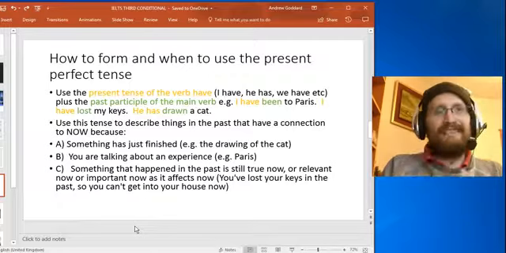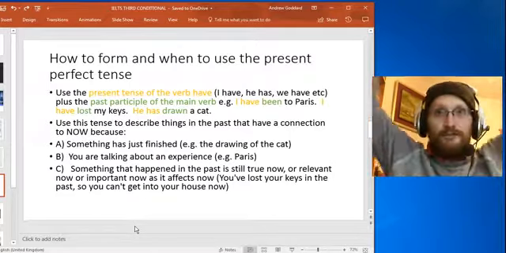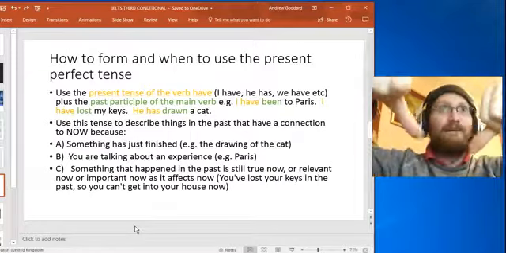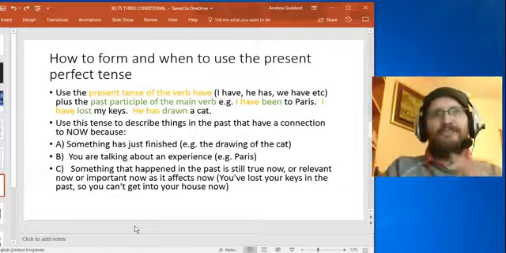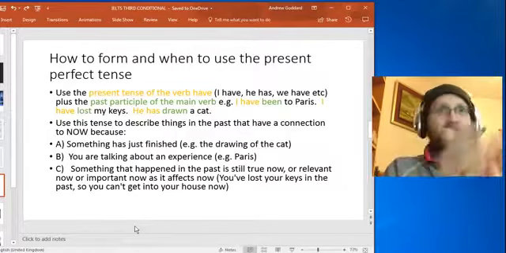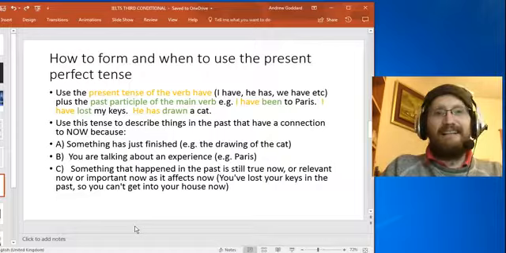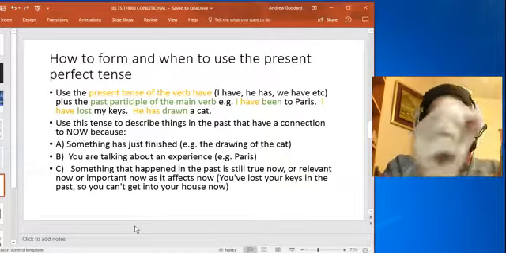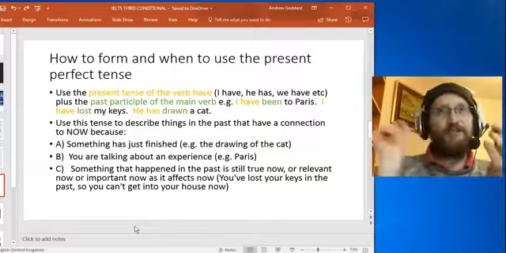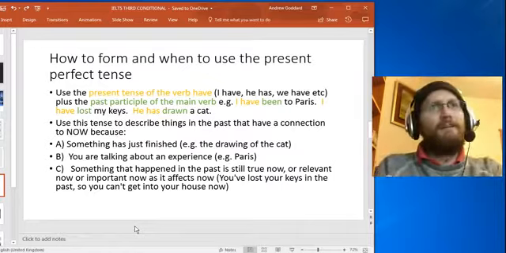You should use this tense to describe things in the past that have a connection to right here, right now. Because, for example, something has just finished. For example, the drawing of the cat. "He has drawn a cat" is something we might say as a little boy hands over the picture that he has just finished drawing.